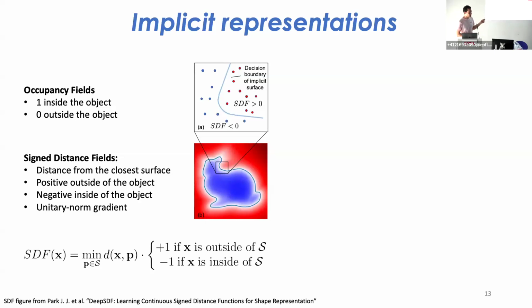So this is implicit because we define a field. The surface is implicit in the field; it is the zero-level set of the field. But it still defines a surface. And this has nothing to do with neural networks yet. This is just a way to represent a surface.